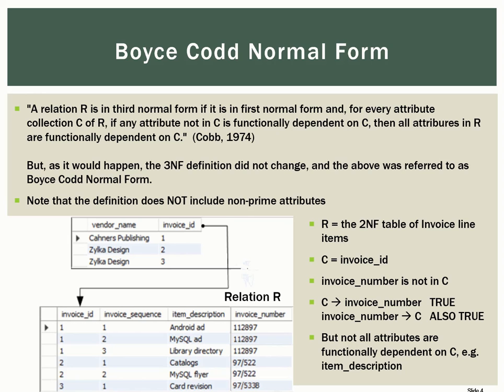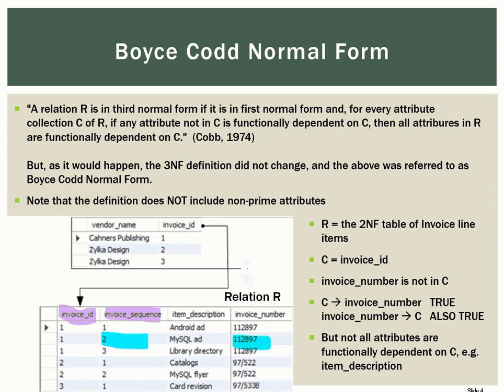So for those of you who want to follow this, and you don't have to, here's the relation R, and this happens to be the table that we saw before with the invoice ID, the invoice sequence, the item description, and the invoice number. Part of the problem with this was that we had two candidate keys with an overlapping field. We had the invoice ID and the invoice sequence, but we also had the invoice sequence and the invoice number. So we had exactly the set of circumstances that Boyce and Codd were trying to avoid.